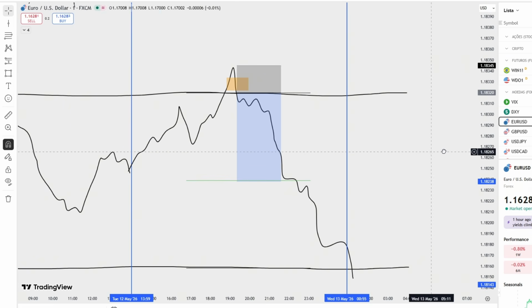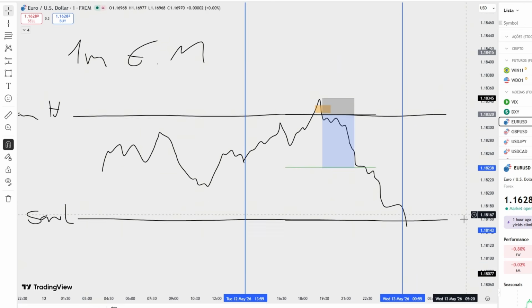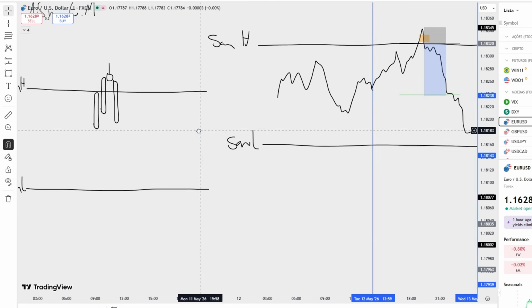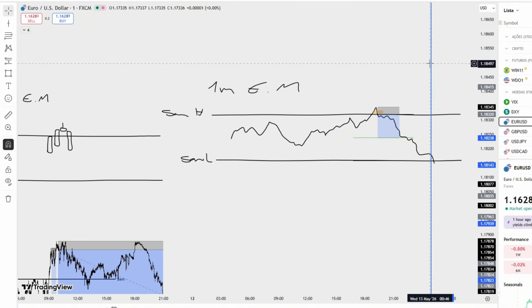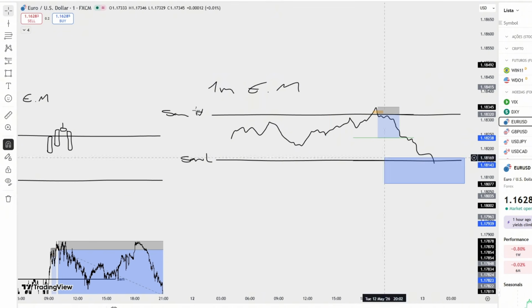So, practical examples of this. Let me just erase this so my charts are not so polluted, because I really don't like it.